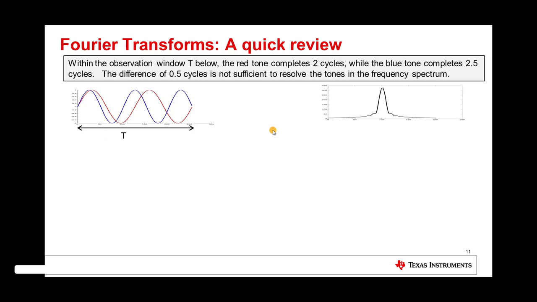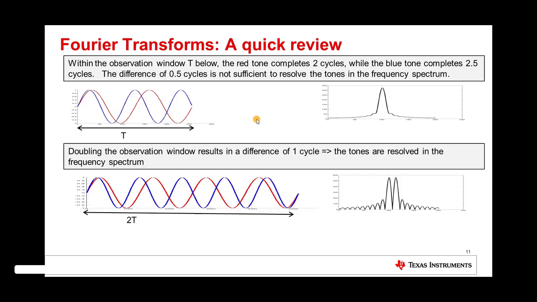So in this example here, within the observation window of T, the red tone completes 2 cycles while the blue tone completes 2.5 cycles. And this difference of 0.5 cycles between the red and the blue tone, it seems, is not sufficient to resolve the two tones in the frequency spectrum. So here you have only a single tone corresponding to the contributions from both these signals.